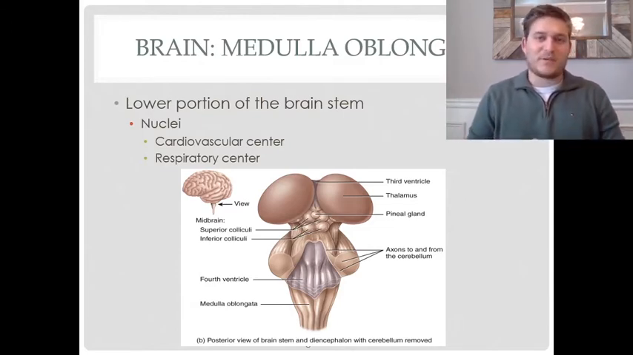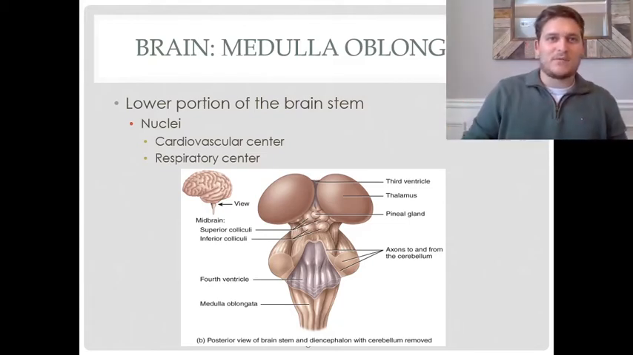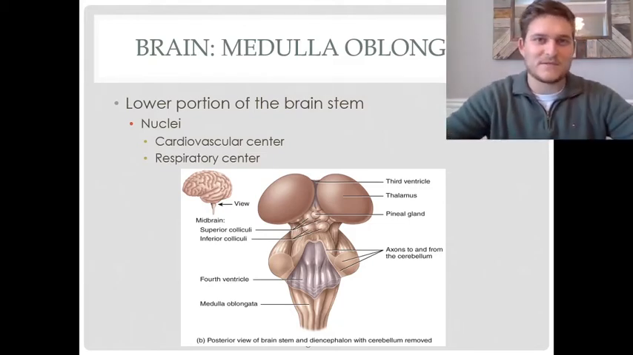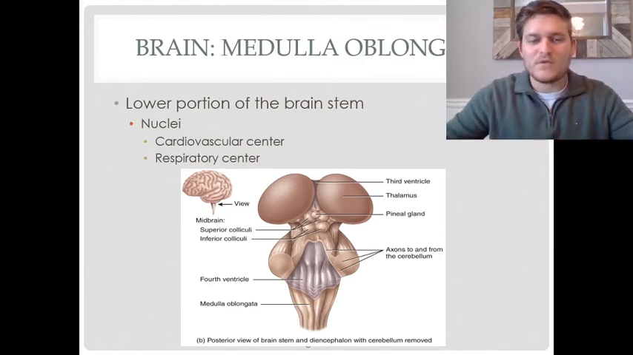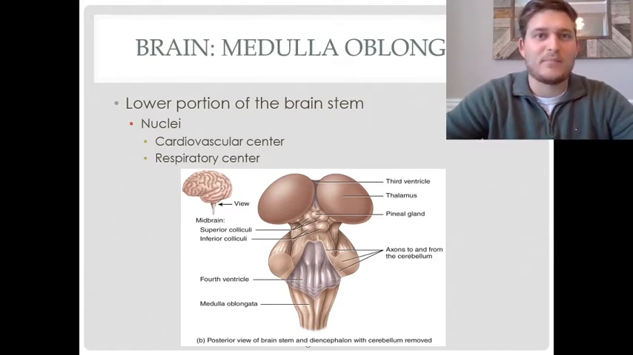And if blood pressure gets too low or too high, or O2 or CO2 get too low or too high, the medulla is going to process that information and impact the heart, impact our blood vessels, impact our lungs. So the brain stem serves a very important part in our basic physiology and the functions that we need in order to survive.